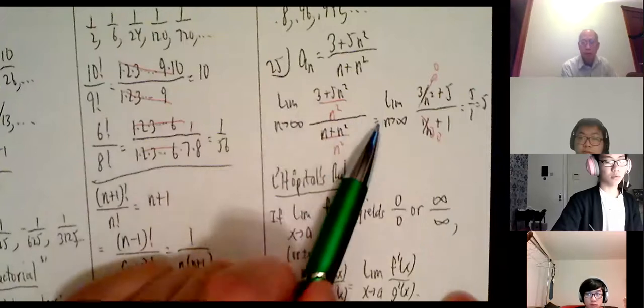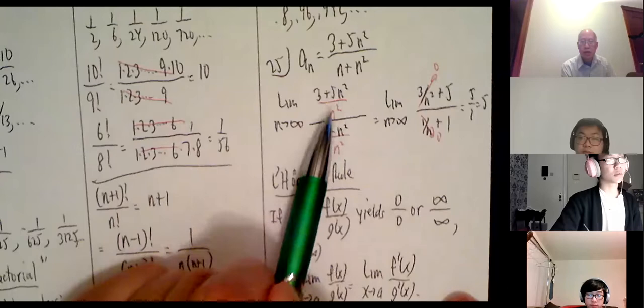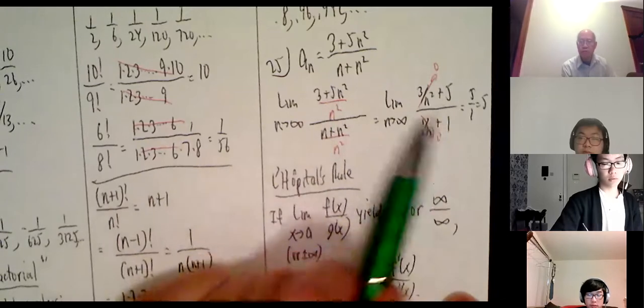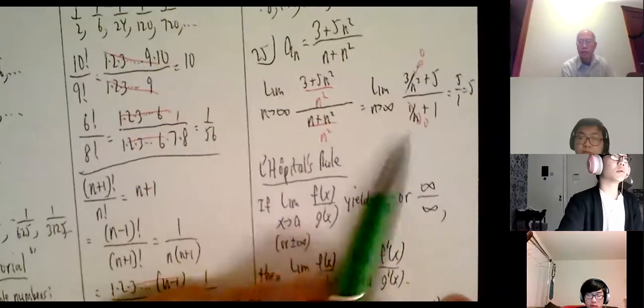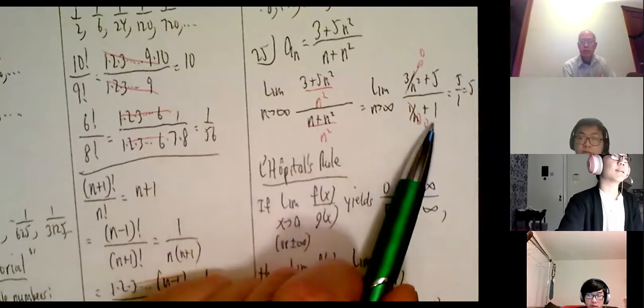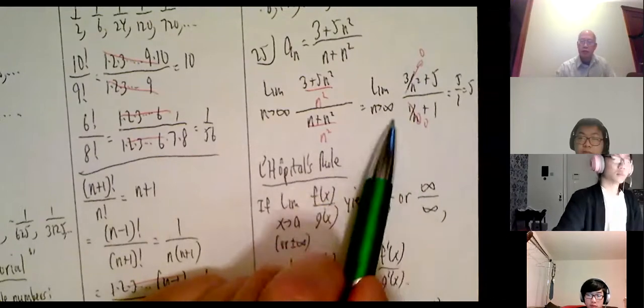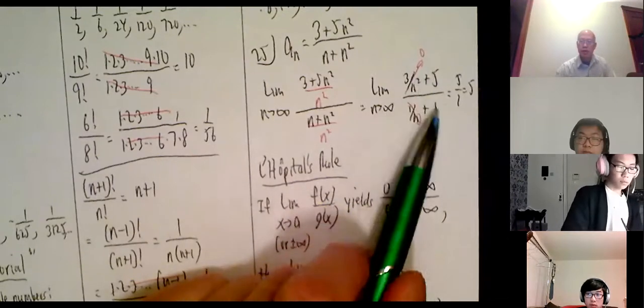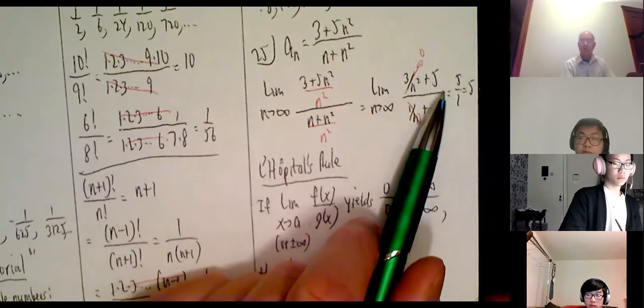So this becomes the limit as n approaches infinity of 3 divided by n squared plus 5n squared divided by n squared, which is just 5, divided by n over n squared, which is 1 over n, plus n squared over n squared, which is 1. Now you can tell when n gets super big, this approaches 0, this approaches 0. So I have 5 over 1, which is 5. Okay, so we had that.